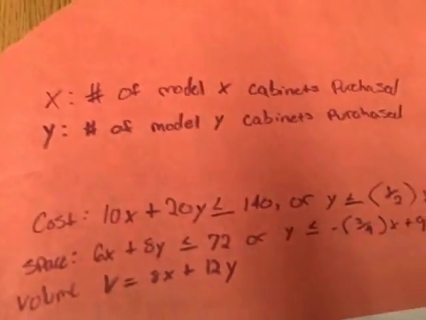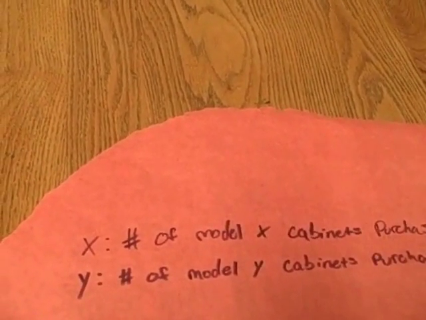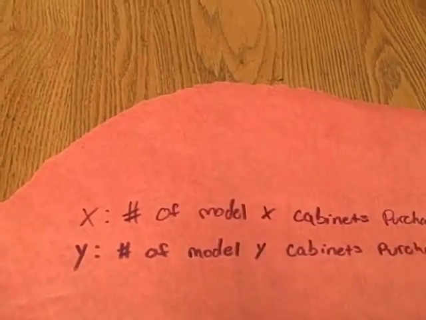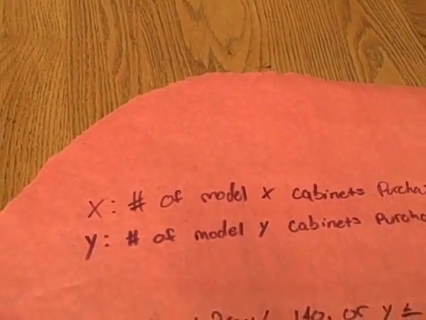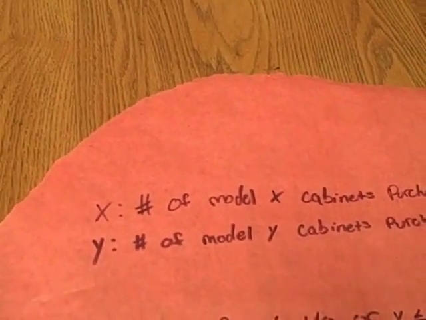Problem 3 says, you need to buy some filing cabinets. Cabinet X costs $10 per unit, requires 6 square feet of floor space, and holds 8 cubic feet of files. Cabinet Y costs $20 per unit, requires 8 square feet of floor space, and holds 12 cubic feet of files. You've been given $140 for this purchase, though you don't have to spend that much. The office has room for no more than 72 square feet of cabinets. How many of which model should you buy in order to maximize storage volume?